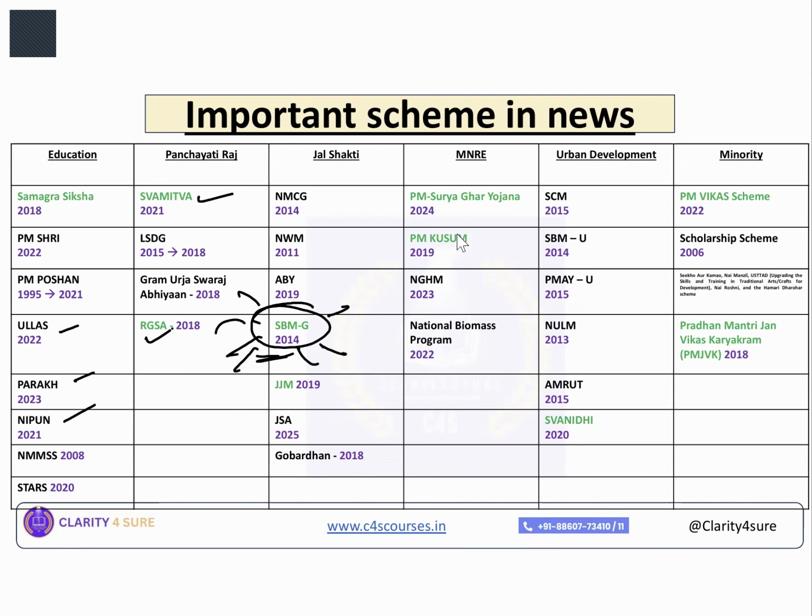Then in MNRE, the Surya Ghar Yojana and PM Kusum are important for your examination. National Green Hydrogen Mission and National Biomass Program, because it's directly mentioned in the syllabus of the examination. Then urban development, we have the Smart Cities Mission, Swachh Bharat Mission Urban, Pradhan Mantri Awas Yojana Urban, AMRUT and Swanidhi are the important schemes. Minority, we have the Vikas scheme and Pradhan Mantri Jan Vikas Karyakram, certain schemes that you need to read in detail. Green color coding.